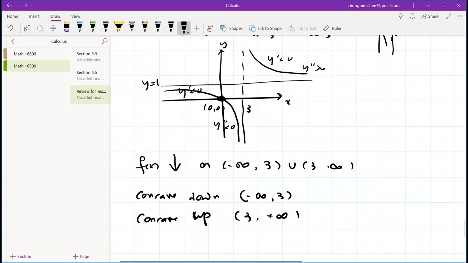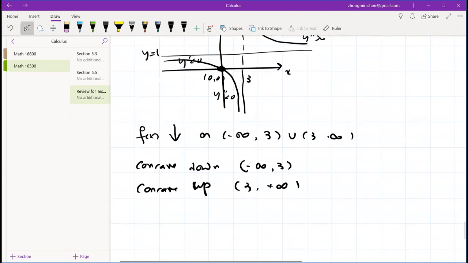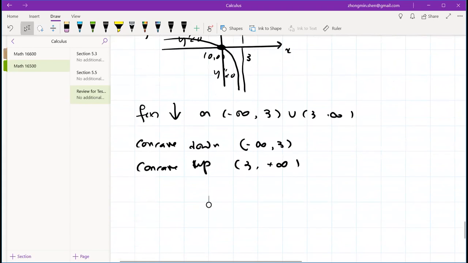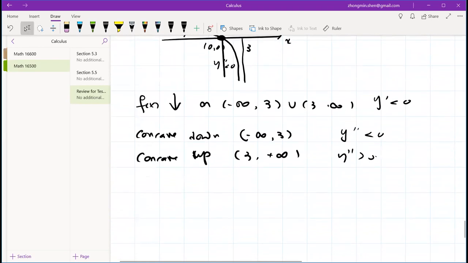To verify this using the derivative, you can find the derivative, right? So look at the derivative. Here the derivative must be negative, and here the derivative must be positive. Here the derivative is always negative. Right, so I'm going to check that.